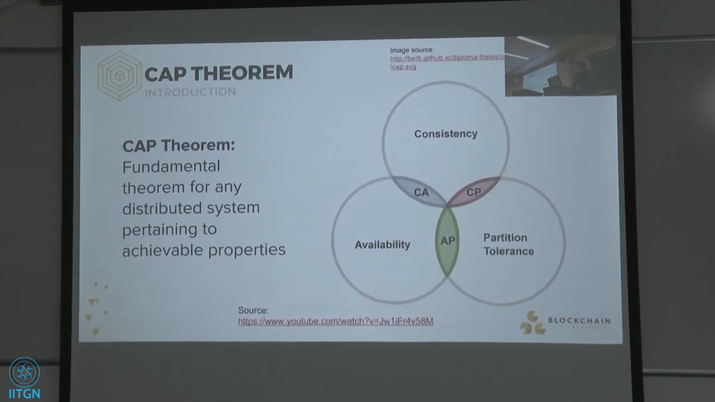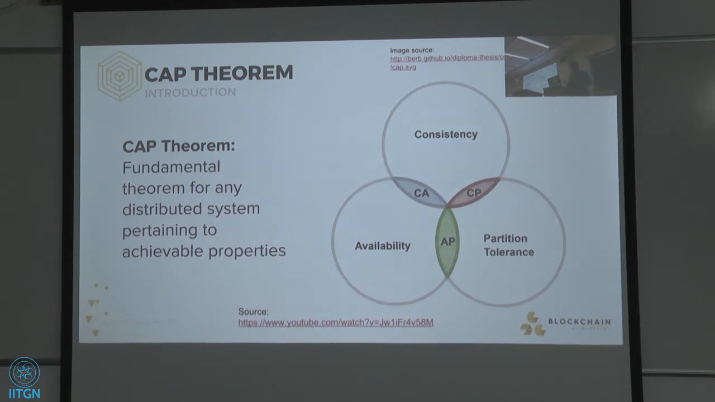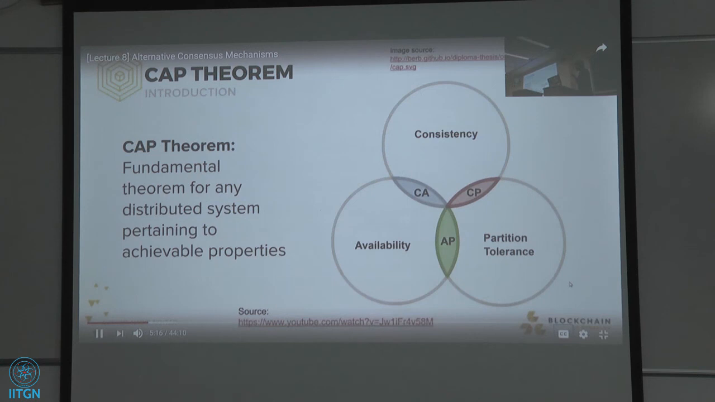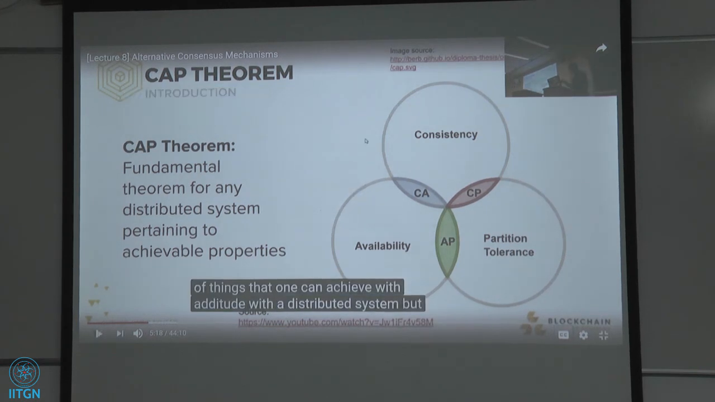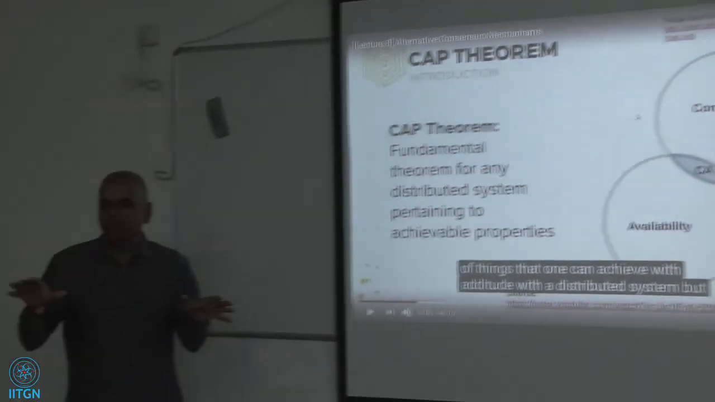So the CAP theorem is a fundamental theorem for any distributed system, which talks about what a distributed system is able to achieve. There's these three categories of things that one can achieve with a distributed system. So I know you can watch the video. It's going to the deep end now, highly professorial and highly academic. Nothing wrong with that, by the way.